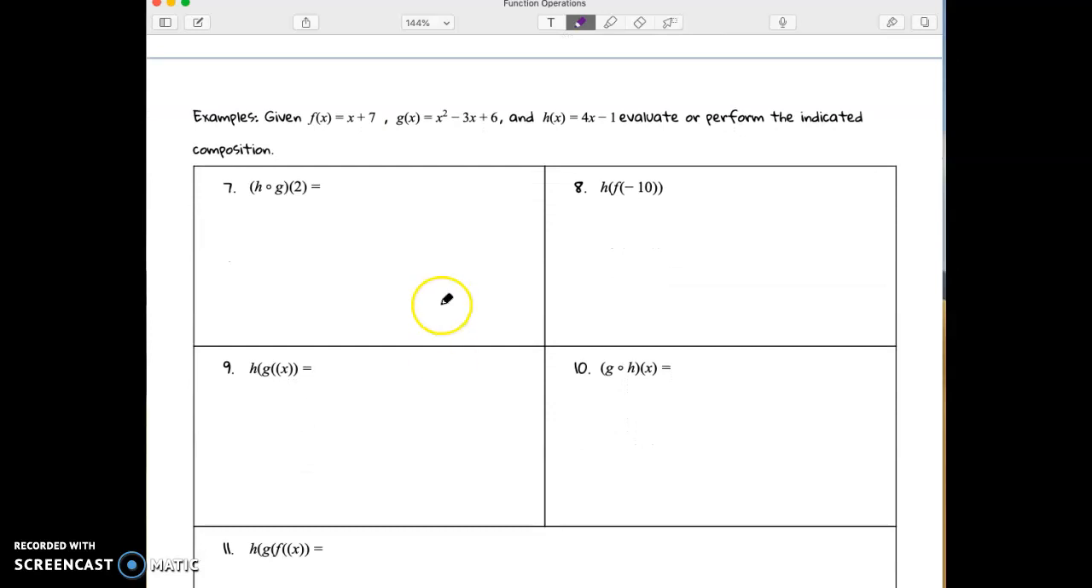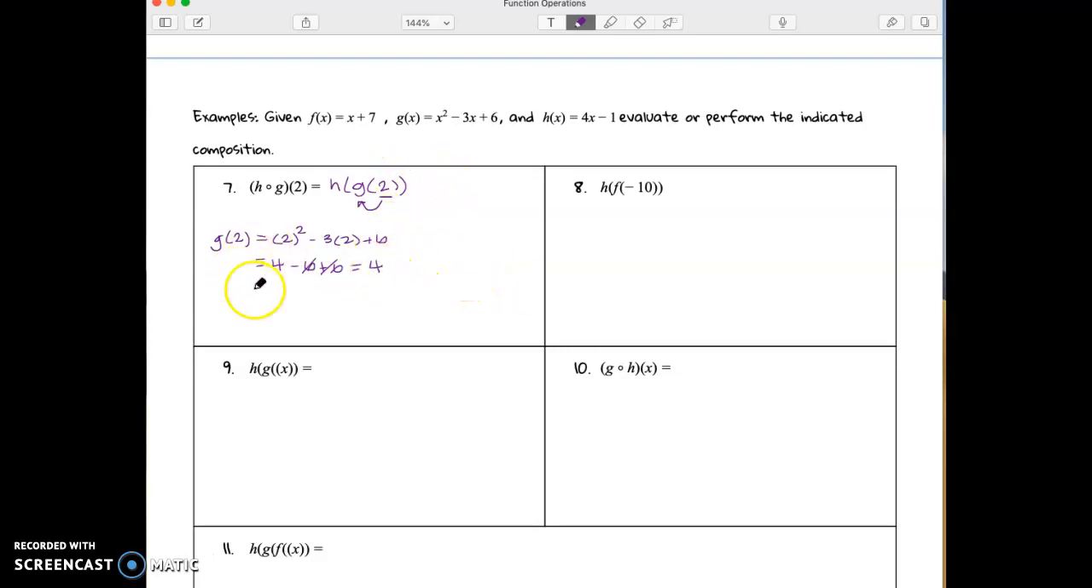So number 7, h of g of 2. Another way to write this looks like this, and that's what you see in number 8, something similar. So again, we start at the inside. So this tells me I'm taking 2 and I'm plugging it into g. So I would evaluate g of 2. So I'm plugging in a 2 in place of all of the x values. So g of 2 is 4.